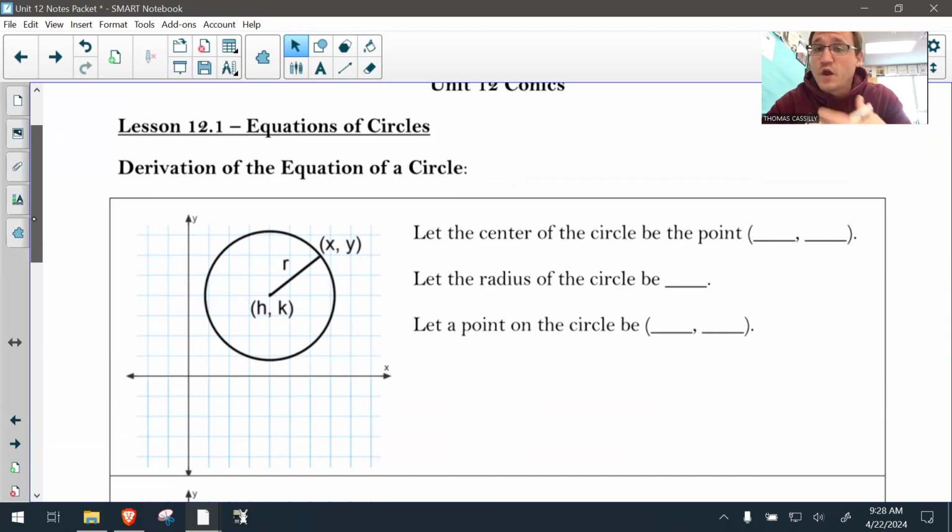So what we're going to do is come up with the equation of a circle. Like we know the equation of a parabola is y equals x squared. We know the equation of a line is y equals mx plus b. So this is how we come up with the equation of a circle.